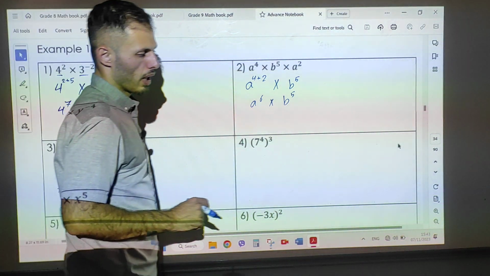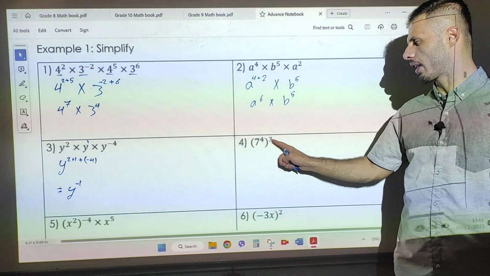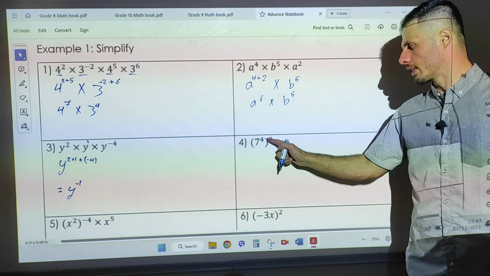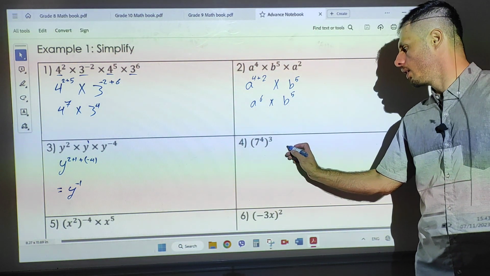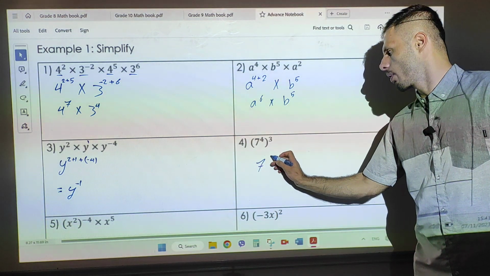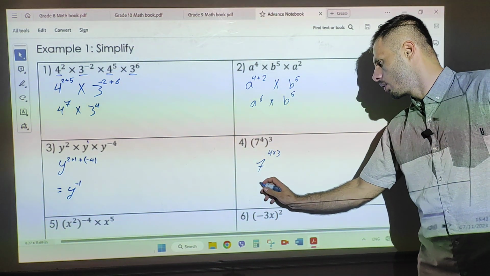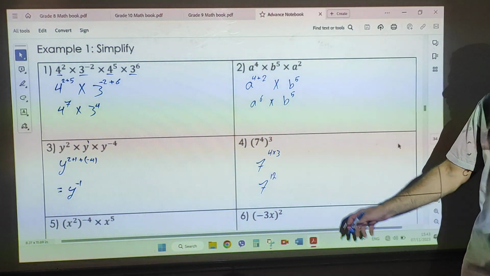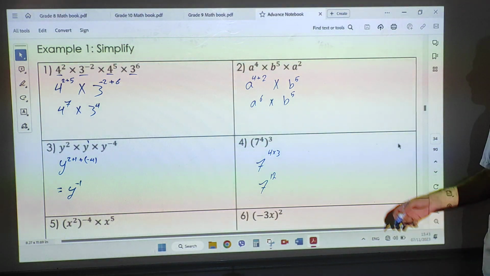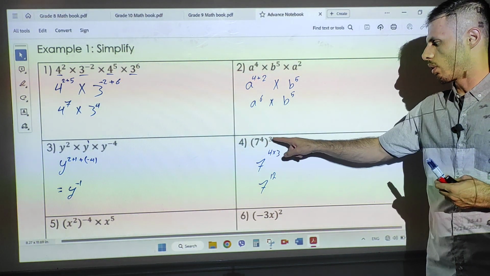And if we have a power over a bracket, or power over power, like that, whenever you have this case, you will multiply the powers. It means it would be 7 to the power of 4 multiplied by 3, which will be 7 to the power of 12. This will be the final result of simplifying this base with the powers of 4 and 3.